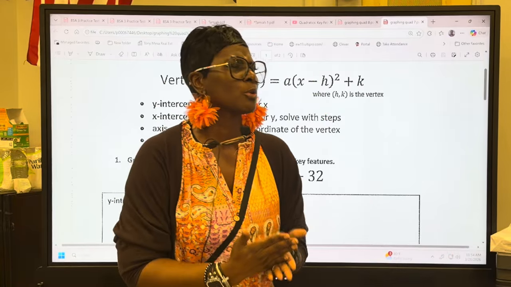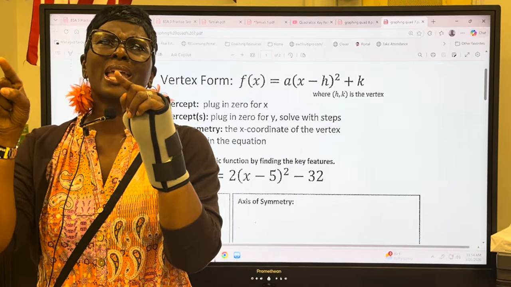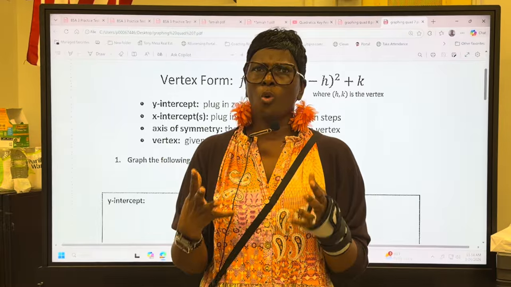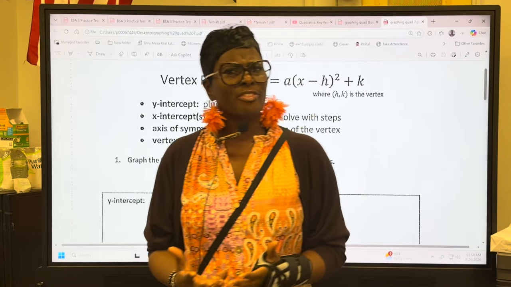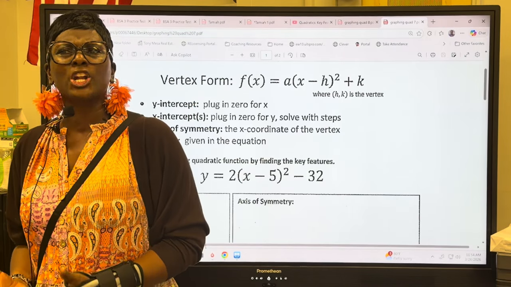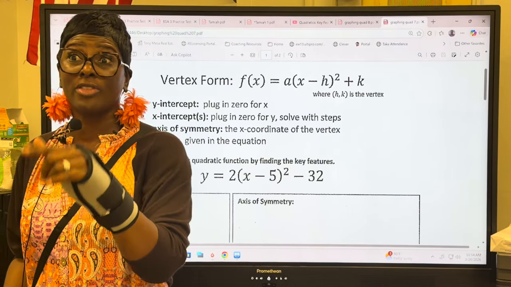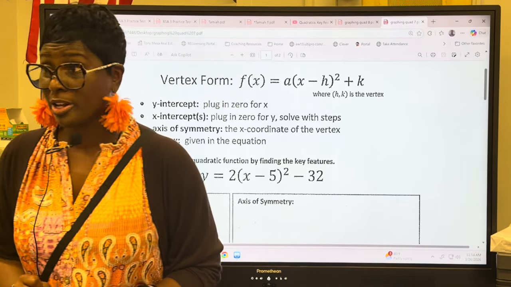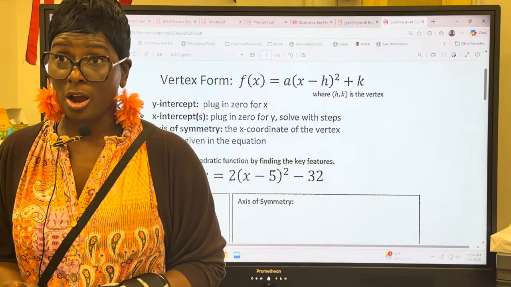So what do I have to be able to do, Miss Stampley? I have to be able to see or read a real world situation, picture it, and think about what are you asking me to find, and then think of what math that I know that I can use to solve that problem. You ask me for the maximum height of something, I'm going straight to a quadratic function. I'm looking for the vertex. Are you all with me?